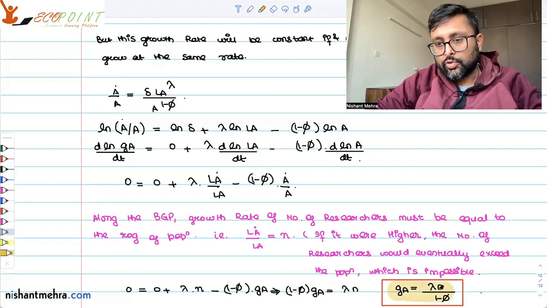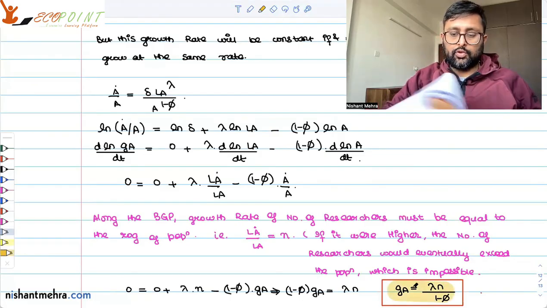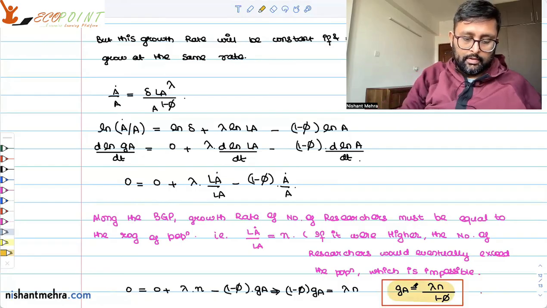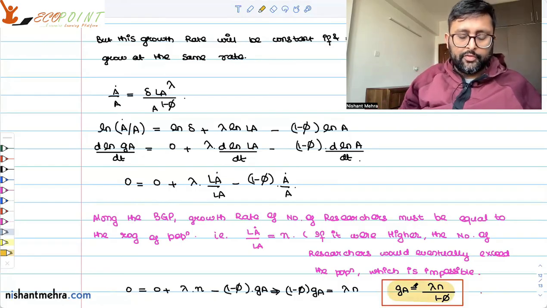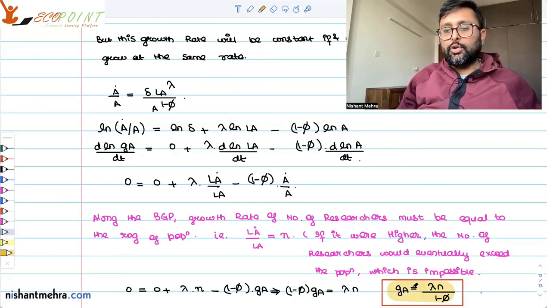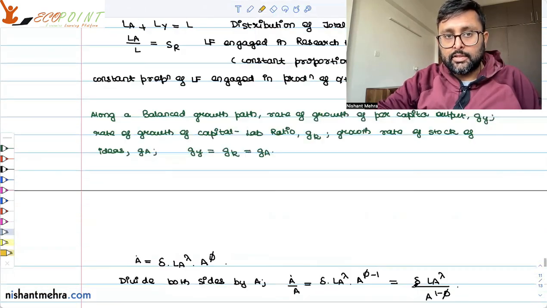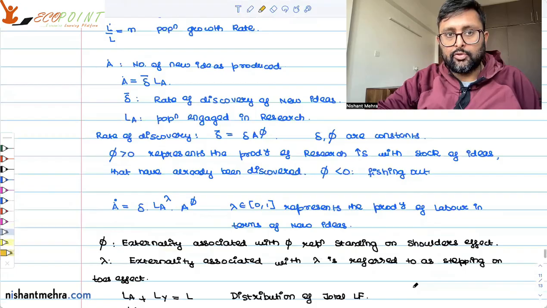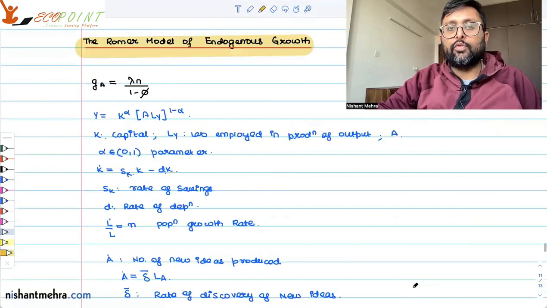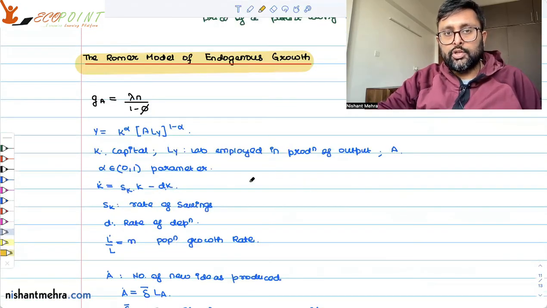That is, the growth rate in the stock of ideas, or the rate of technological progress, is equal to lambda n upon 1 minus phi along the balanced growth path. That is the idea we wanted to show, right? Okay, thank you, beta.